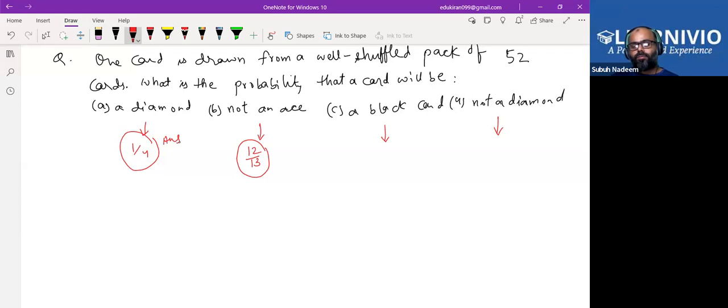Yes, sir. For C, I got 13 by 26. Yeah, that would be 1 by 2. Actually, it was 26 by 52. Then it becomes 1 by 2. And for this one, yeah, I'm calculating for that, sir.